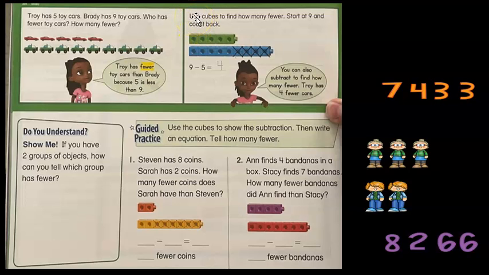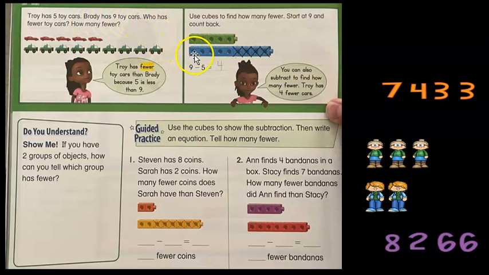Now look over here. It says, use cubes to find how many fewer. Start at 9 and count back. Now look right here. We have here, look, the green cubes represent this first set of toy cars. Look, there's 5 here and there's 5 green cubes that they put together. These other toy cars are represented by the blue cubes. Now look here, first graders.